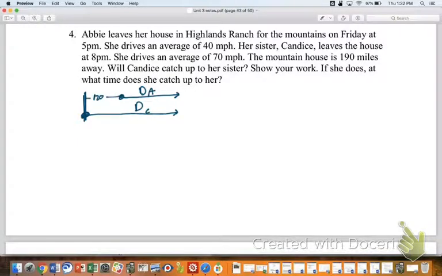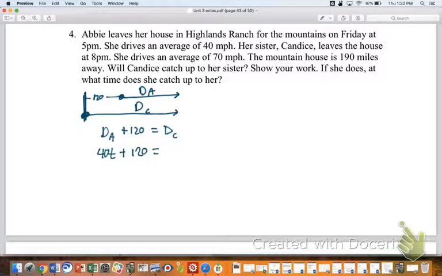So then what we have to do is write an equation about this that's a true relationship. I'm thinking that it would be dA plus 120 equals dC. Shorter distance plus the head start gives me the longer distance. Distance of Abby would simply be rate times time. What was Abby's rate? It's 40 miles per hour. Yep, so 40t plus 120.